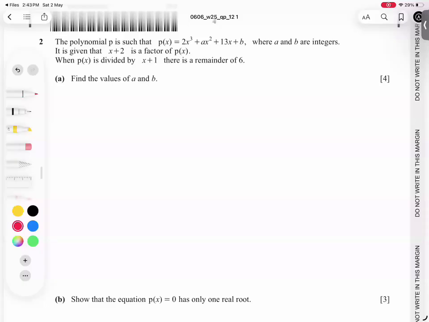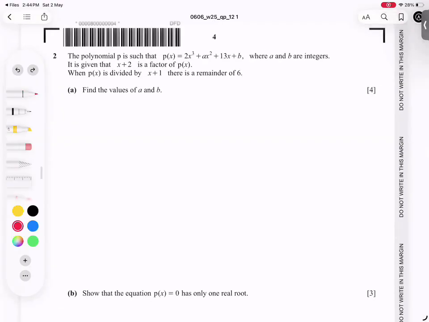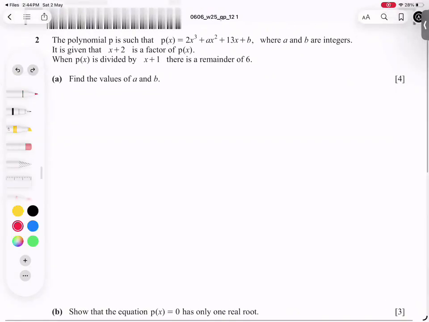Question number 2, students. We have p of x given, and a, b are integers. It is not a fraction. And x plus 2 is a factor. Factor means when I put x plus 2 equal to 0, I will get x equal to -2. I replace the whole equation, and when I replace every x by -2, it must be 0.